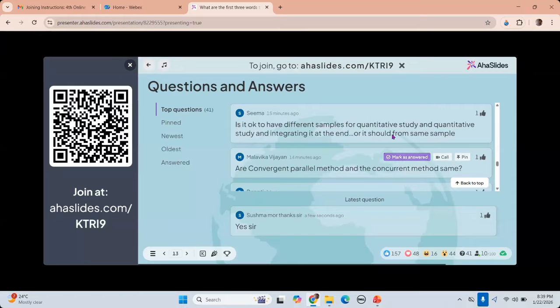Is it okay to have different samples for the quantitative study and the qualitative study? Yes, that's what I mentioned till now.